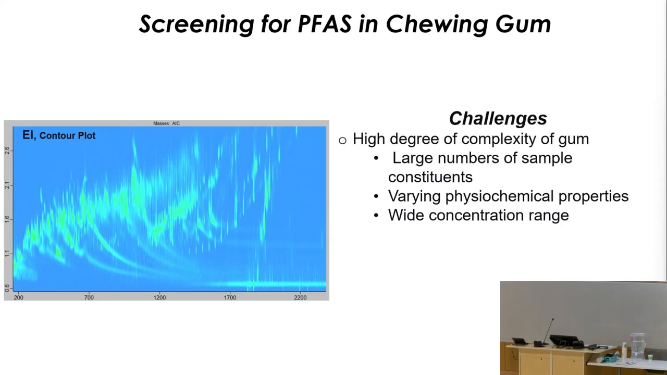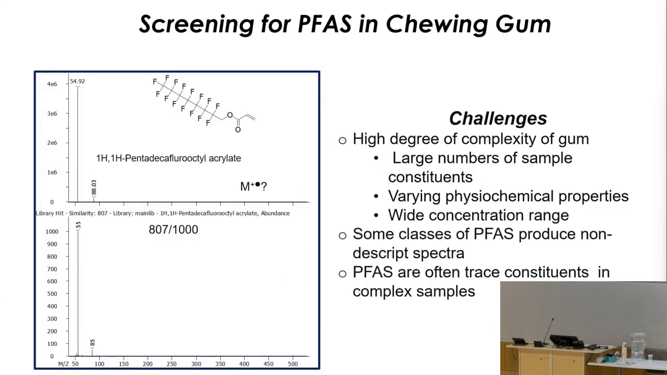There's a high degree of complexity, large sample constituents. There's a lot of degradation, especially with sugars. If you have sugar in your gum, of course, there's sugar-free gum, and we looked at both. But there's a lot of degradation, and the different components have different chemical and physical properties, and they're present in a wide concentration range, which can be a problem because the compounds that I'm looking at, for some reason, are at very, very low levels. It's quite annoying. See, there's a lot of other stuff in here.